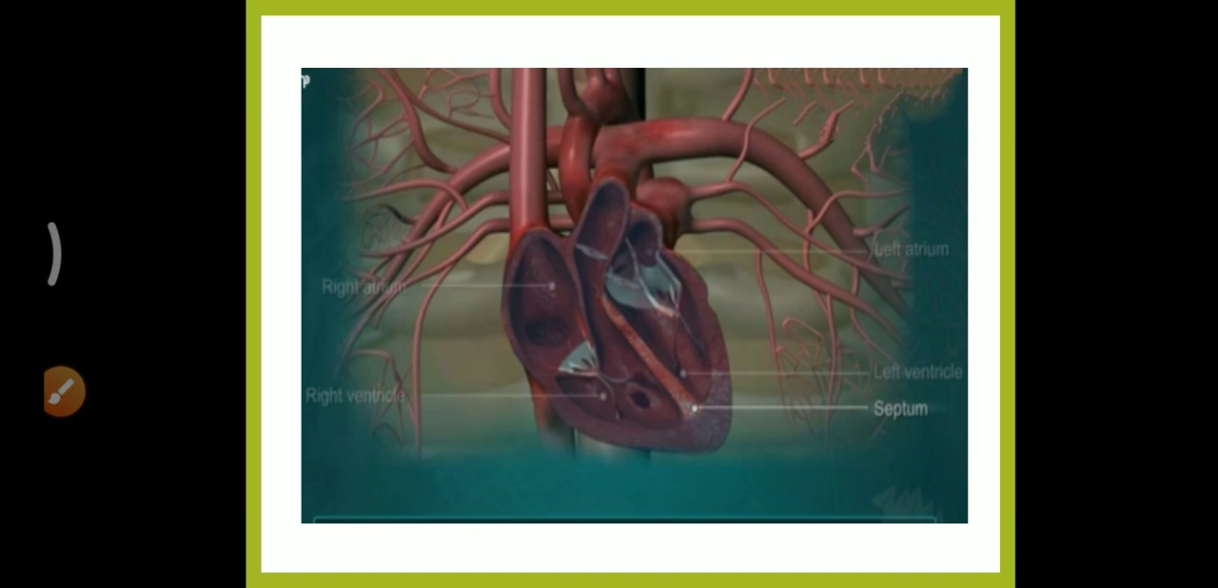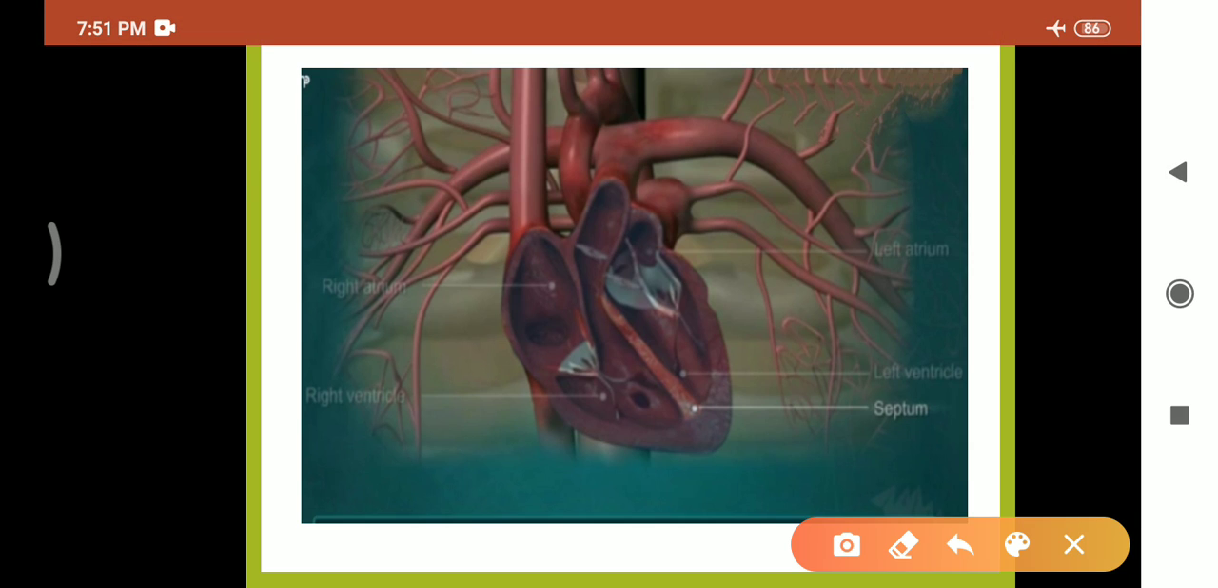How are these chambers separated? In this slide you can see the chambers are divided by the septum. Here in this picture, this one is called the septum. So the right side and left side are also divided. How are they divided? They are divided with the help of the septum, right?